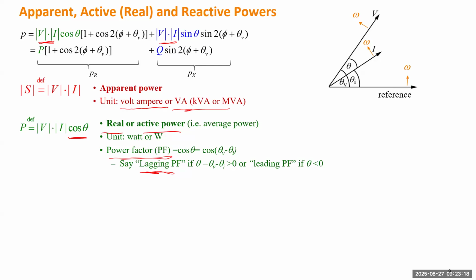And if the current is leading voltage, this angle becomes negative, so theta I will be bigger than theta V. We call it the leading power factor. The subject is the current. So for this case, that's lagging. Leading will be something like this one.